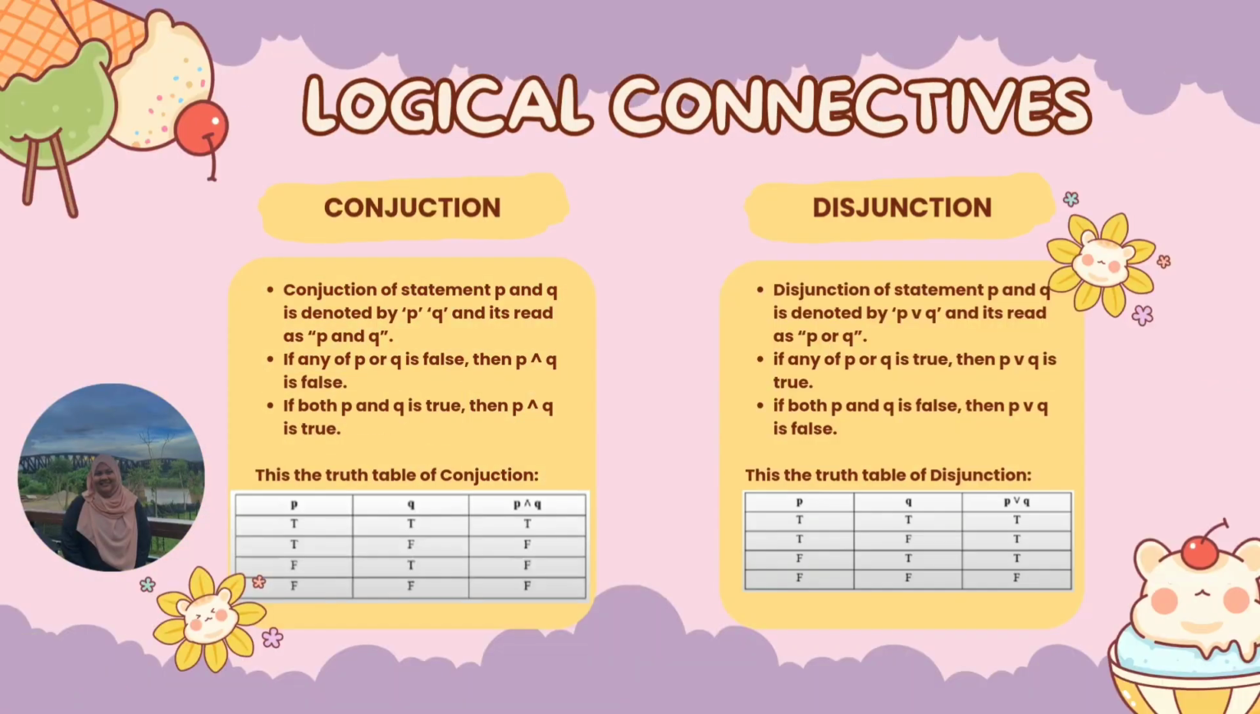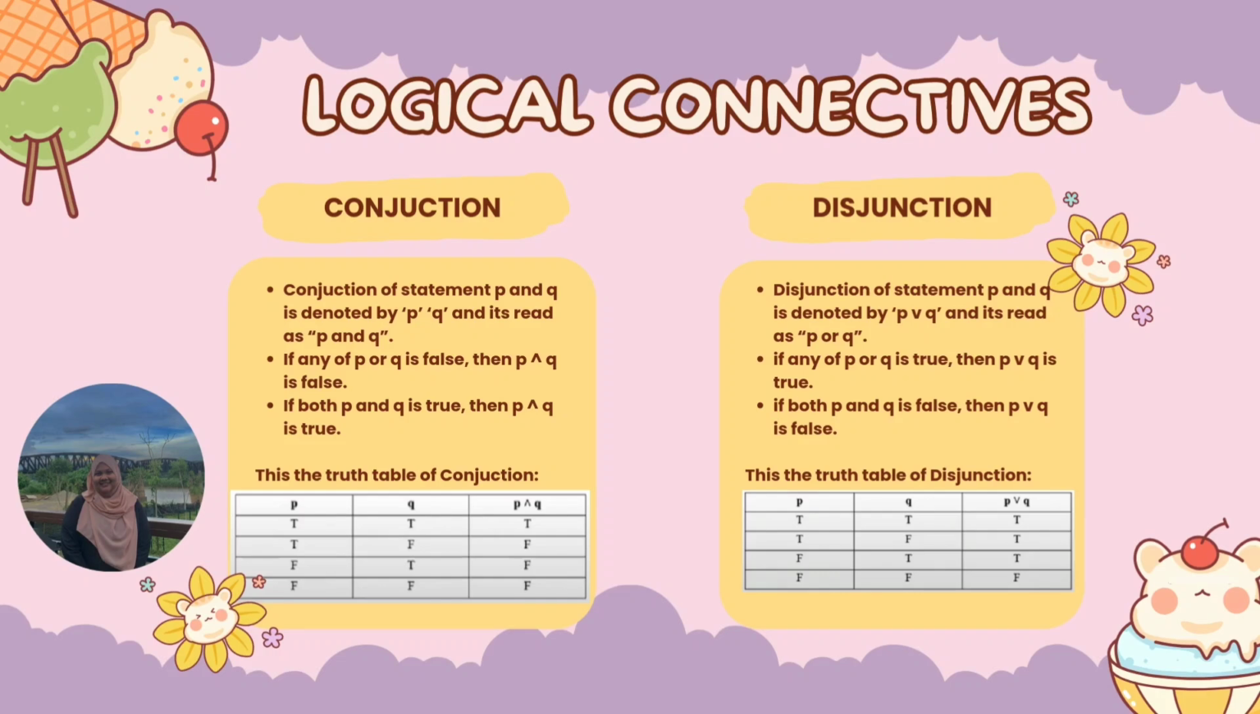Next, logical connectives. First, conjunction. Conjunction of statements P and Q is denoted by P ∧ Q and is read as P and Q. If either P or Q is false, then P and Q is false. If both P and Q are true, then P and Q is true. This is the truth table of conjunction.